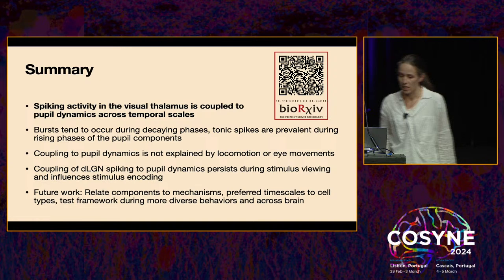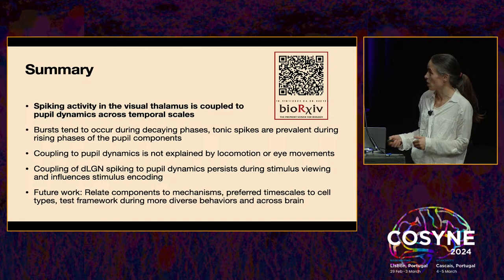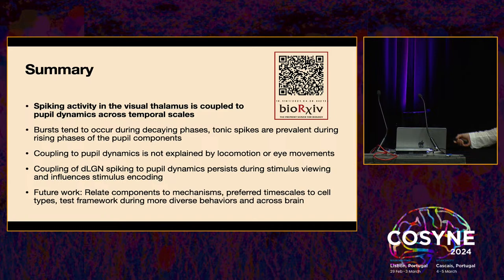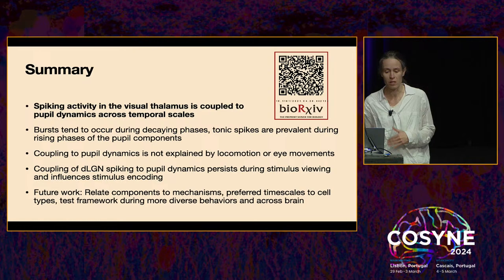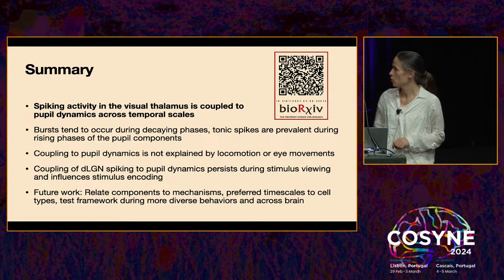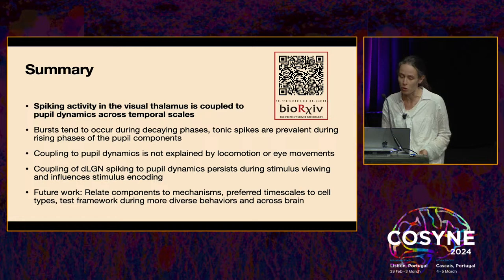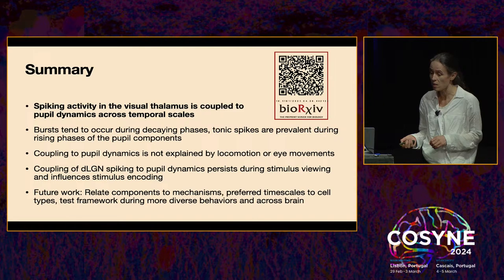All right, with this I'm at the end. I've shown you that spiking activity in the visual thalamus is coupled to pupil dynamics across many temporal scales, ranging from seconds to minutes. We've seen that bursts tended to occur during decaying phases, and tonic spikes are prevalent during the rising phases of these pupil components. Coupling to pupil dynamics cannot be explained only by locomotion and eye movements. Coupling of spiking to these pupil dynamics persisted during stimulus viewing and influences how we encode stimuli.